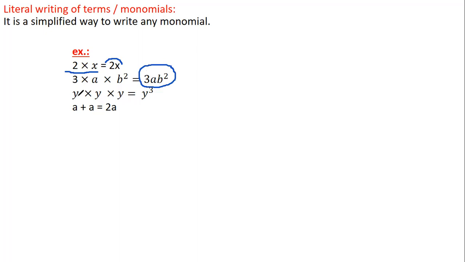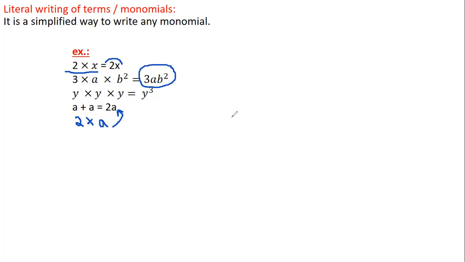For example, if I have y times y times y, how do I write it? y cubed. Because here I am multiplying the same letter by itself, so I write it as an exponent. Now a plus a, how is it written? It is written 2a. Here I have written a plus a as a multiplication sentence first. I change it to a multiplication sentence, 2 times a. Then from 2 times a, I write it as 2a. I will give you another example.